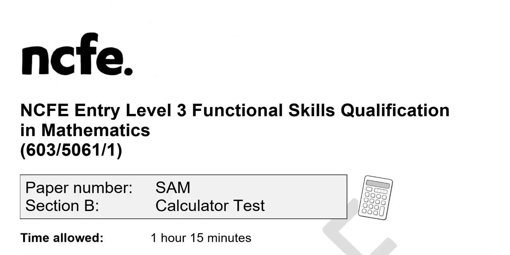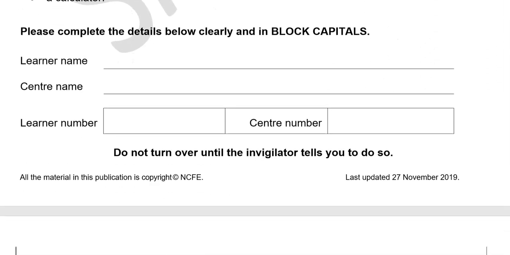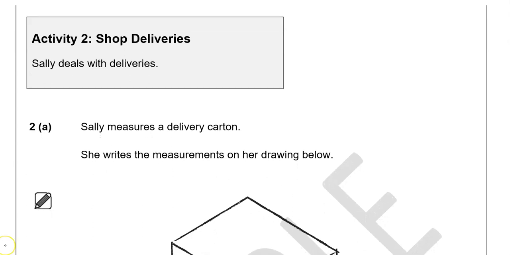And this is the end of this part. This is now the second part of the paper, and we can use a calculator here. Activity 2, shop deliveries. Sally deals with deliveries. Sally measures the delivery carton. She writes the measurements on her drawing below.